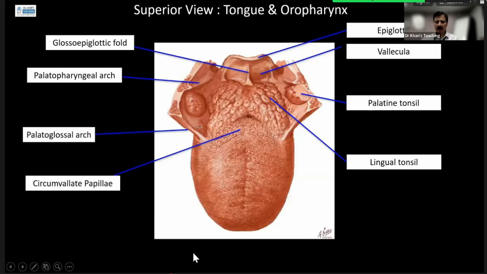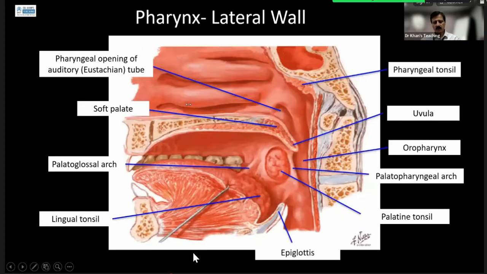So this is anterior pillar, circumvallate papillae. This is all oral cavity. Posteriorly, this is base of tongue on which lingual tonsil is sitting, and these are the palatine tonsils. Now, if you see this diagram, again, this is the oral tonsil, this is the anterior pillar, and so this portion has to be the oropharynx.